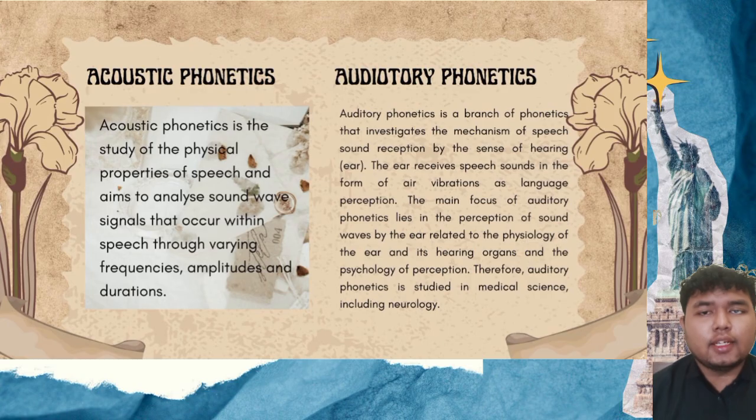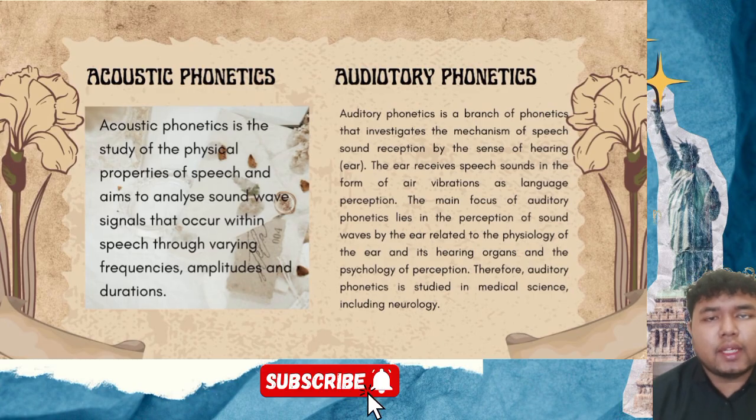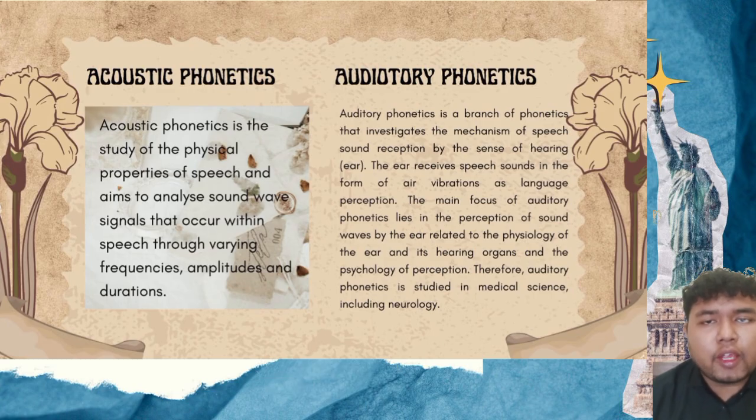Acoustic phonetics and auditory phonetics. First, acoustic phonetics is the study of the physical properties of speech and aims to analyze sound wave signals that occur within speech through varying frequencies, amplitudes, and duration. Second, auditory phonetics is a branch of phonetics that investigates the mechanism of speech sound reception by the sense of hearing, the ear. The ear receives speech sound in the form of air vibration as perception.